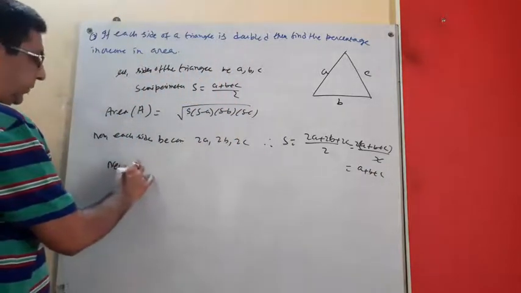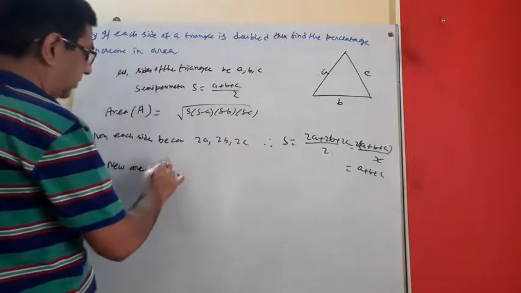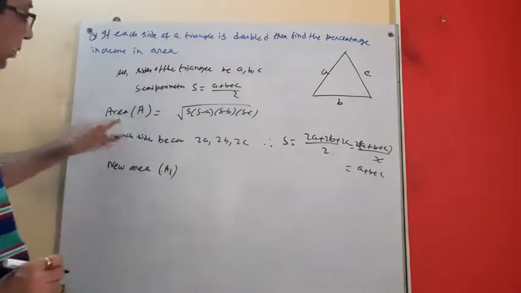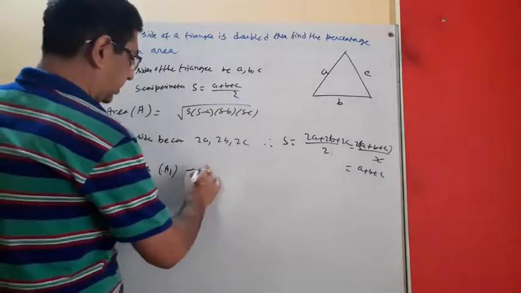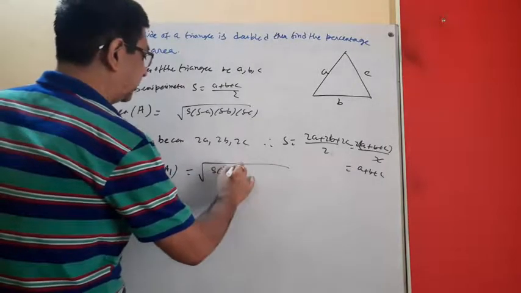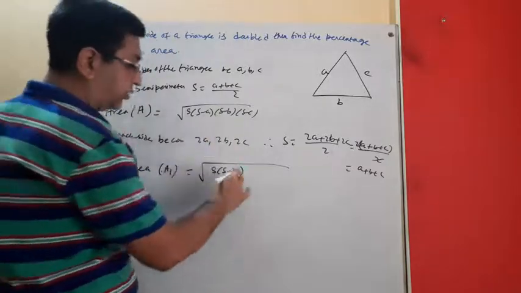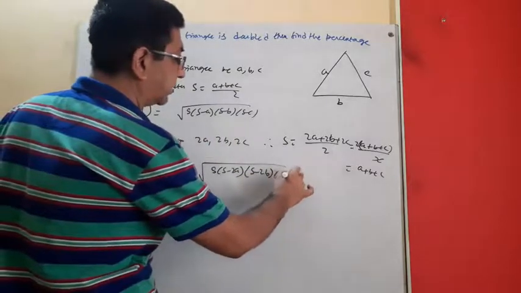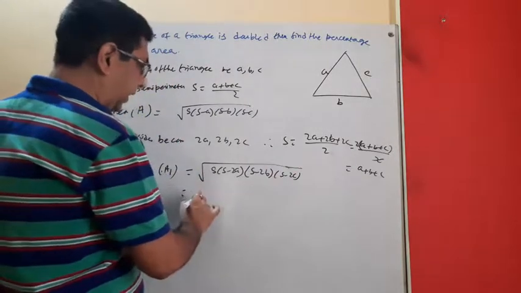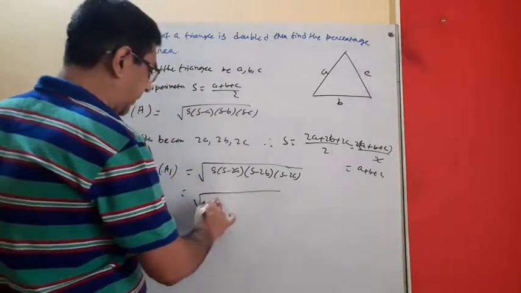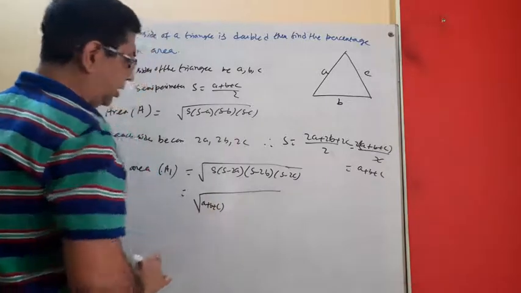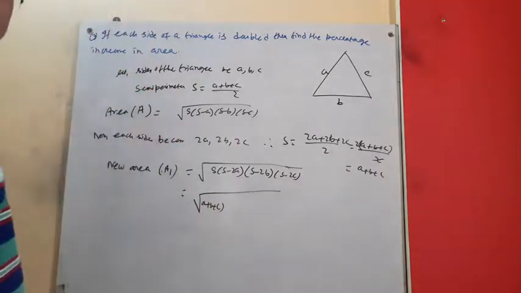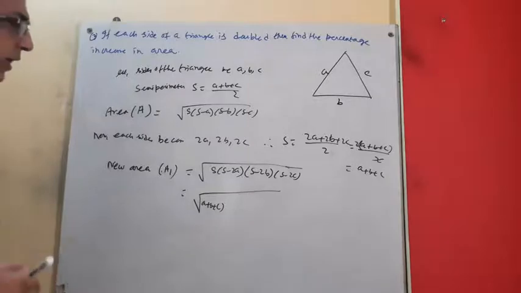New area: suppose it is A1. Previous area was A, new area A1. A1 is root over s into (s minus 2a), not a, because the side is 2a, (s minus 2b), (s minus 2c). So we are getting a plus b plus c. Why am I doing this? Look, I can do this one also, but now I will put the value of this. Okay. Or we can say one thing.